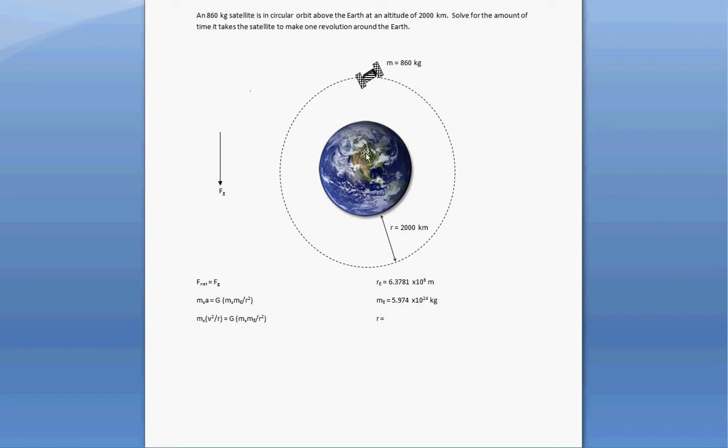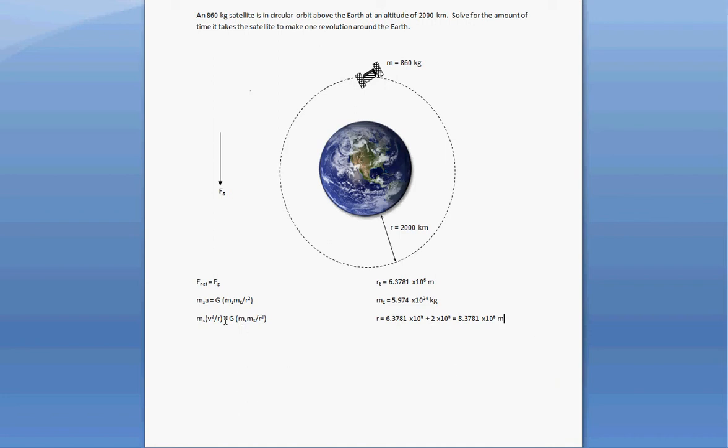And now we're going to figure out what the actual r value is. So r is the distance from the center of the Earth to the satellite. That's going to be 6.3781 times 10 to the 6th meters, plus our altitude, which looks like 2 times 10 to the 3rd, but that's kilometers, so that's actually 2 times 10 to the 6th meters. 6.3781 times 10 to the 6th plus 2 times 10 to the 6th is 8.3781 times 10 to the 6th meters.